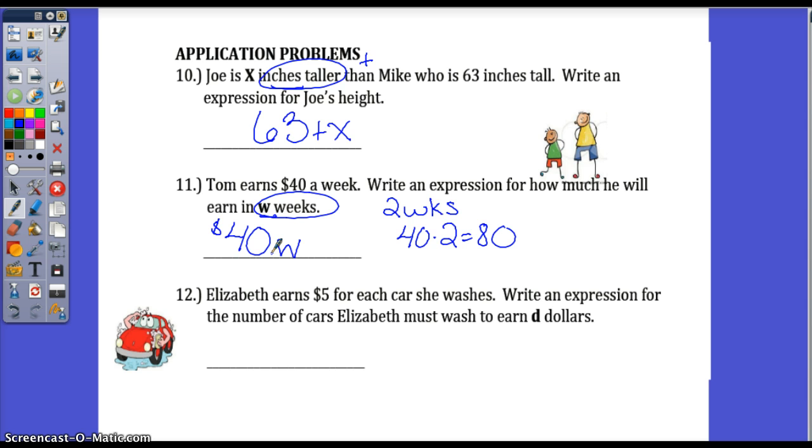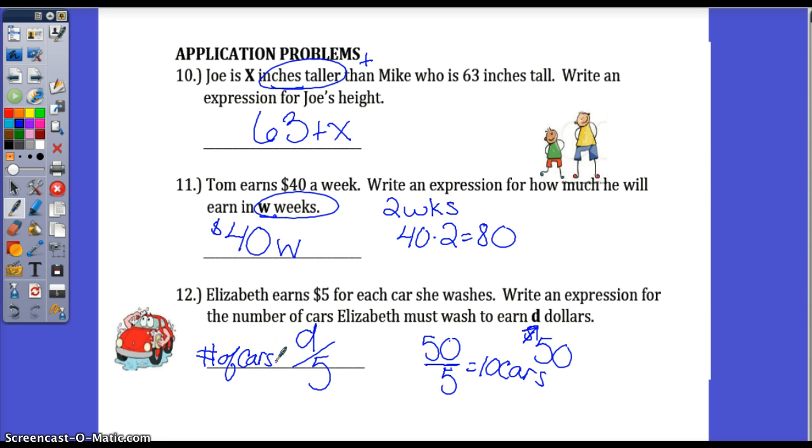This one's a little bit more challenging. You really have to think. Elizabeth earns $5 for every car she washes. Write an expression for the number of cars she must wash to earn D dollars. So I want to know the number of cars she has to wash. Well, let's say instead of D dollars, she wants to earn $50. To find out how many cars she would have to do, 50 divided by $5 per one car would be 10 cars. If I just replace the 50 with a D, we get D divided by 5, and that's going to give me the number of cars that she needs.